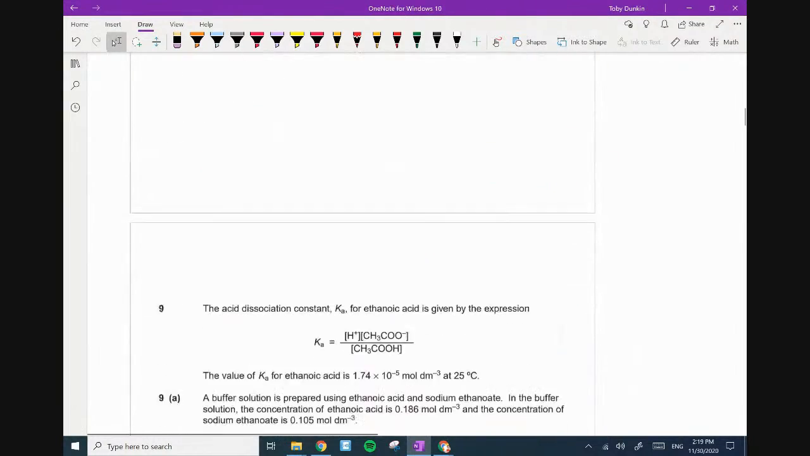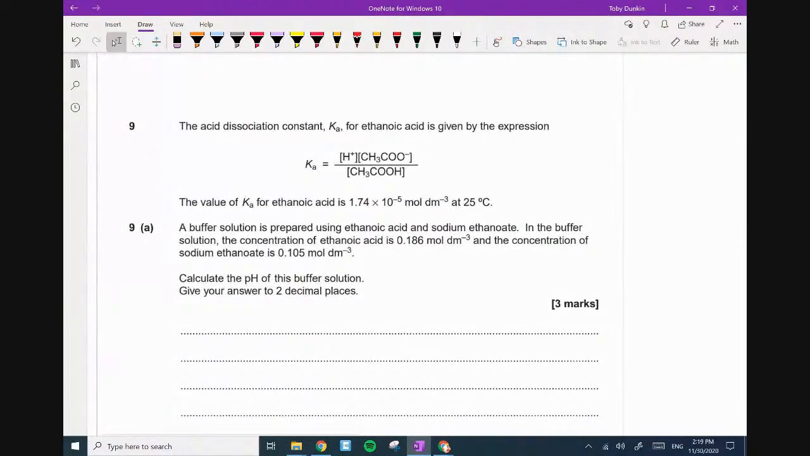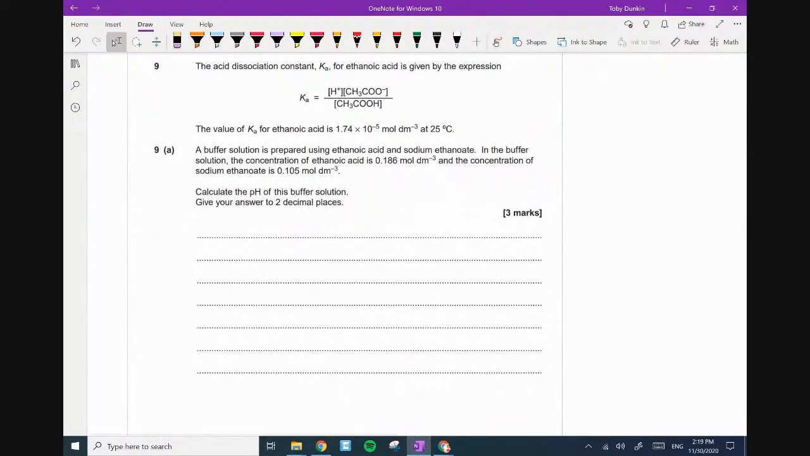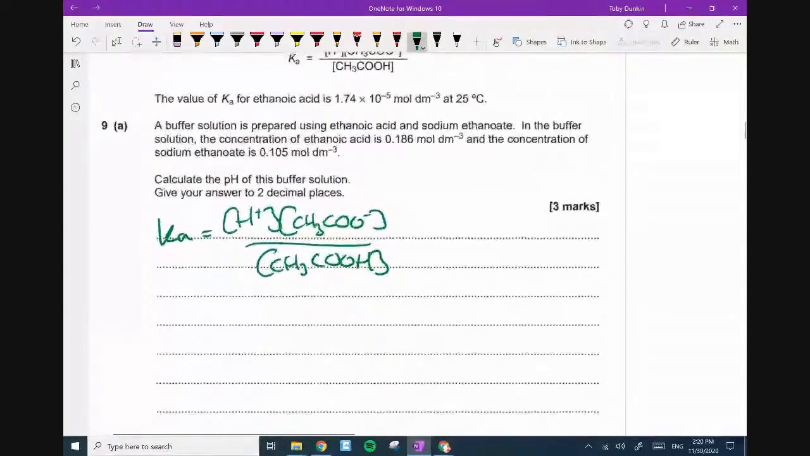Anyway. So next, acid dissociation. A buffer solution is prepared using ethanoic acid and sodium ethanoate. In the buffer solution, the concentration of ethanoic acid and the concentration of sodium ethanoate is given. Calculate the pH. Wow, they've given us absolutely everything. People are going to skip all the steps here and lose all the marks. That would be a disaster.